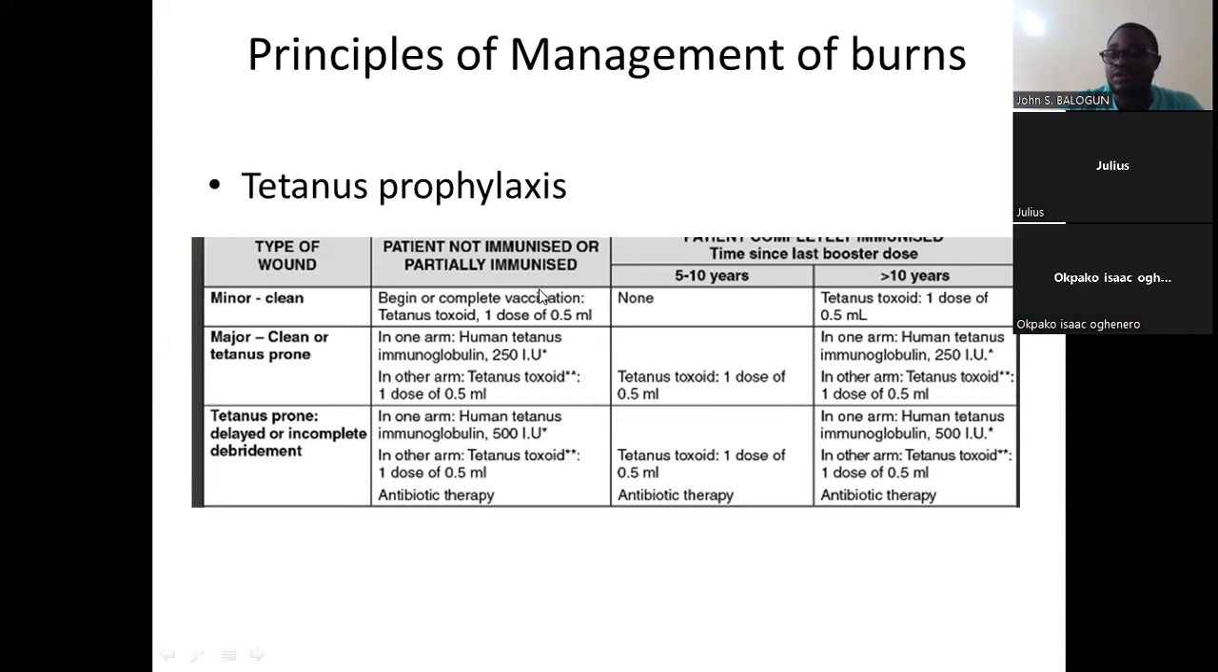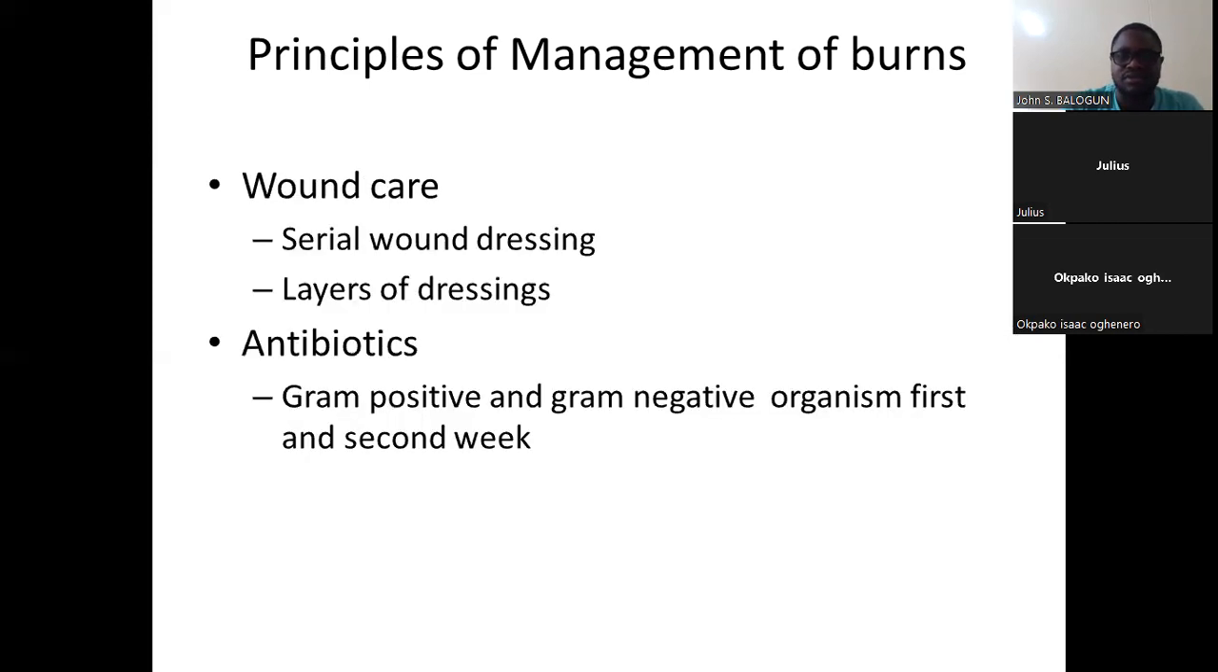If you don't understand, maybe in a subsequent lecture, I can explain it to you. But this is how you give tetanus prophylaxis for these patients. For wound care, what you do is serial dressing of the wound for these patients. Then again, a question will come up. The question will come up like this.